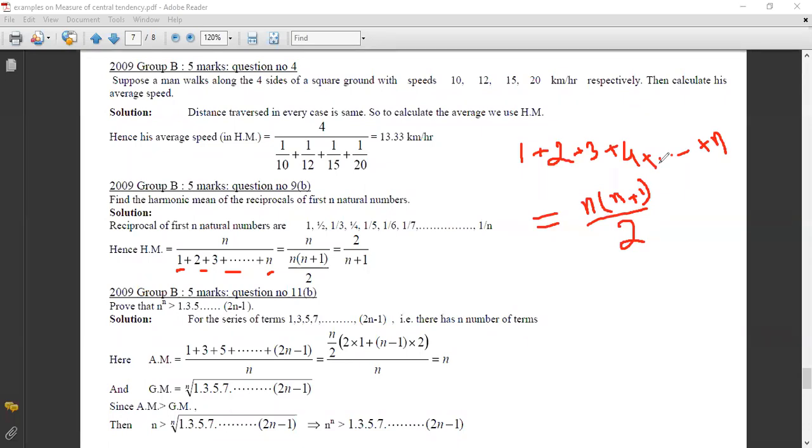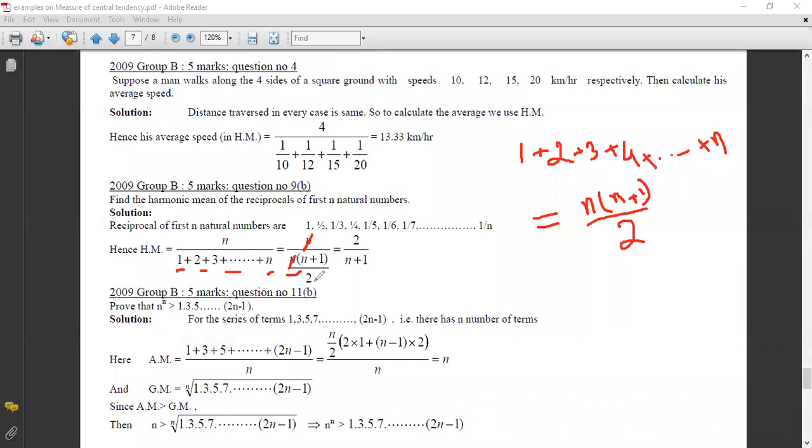প্রথম n সংখ্যক সংখ্যার যোগফল, or addition of first n natural numbers. n সংখ্যক স্বাভাবিক সংখ্যার যোগফল, 1 plus 2 plus 3 plus 4 up to n, and that is the formula n into n plus 1 by 2. Okay, this is the formula. So use that formula, n into n plus 1 by 2 here. Now we cancel n.